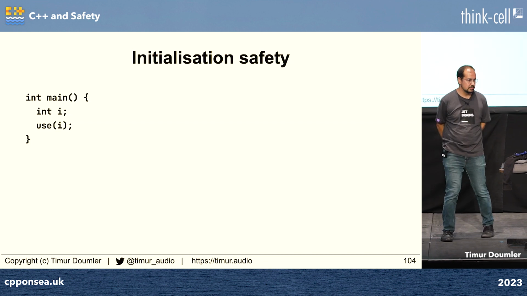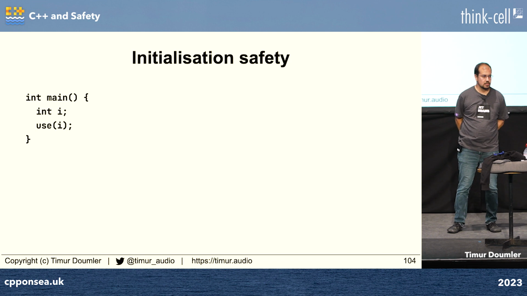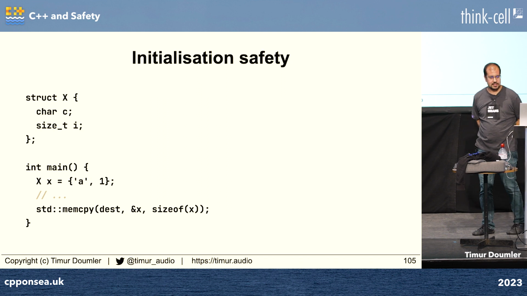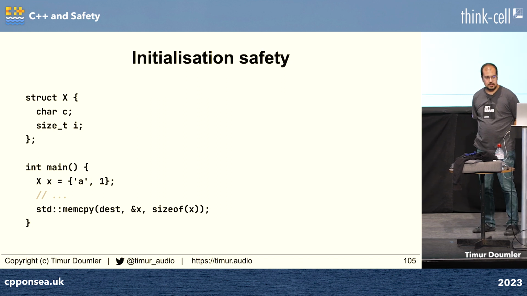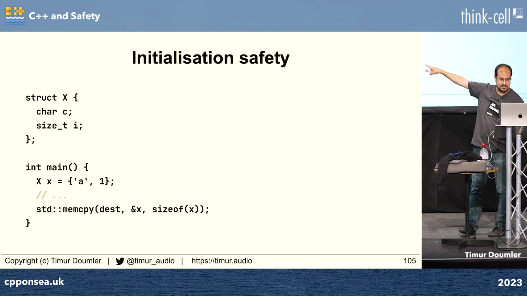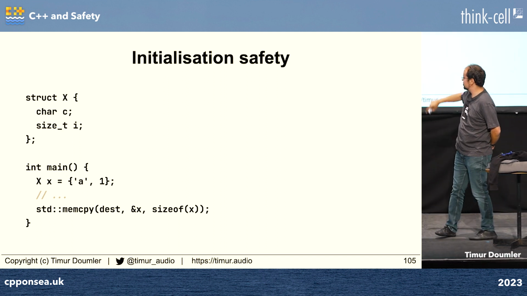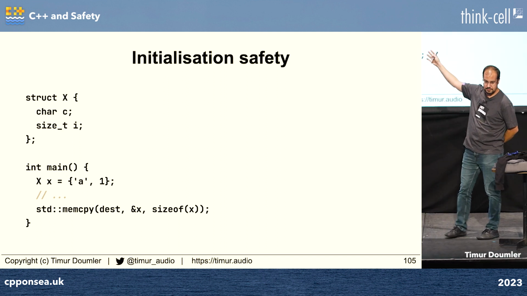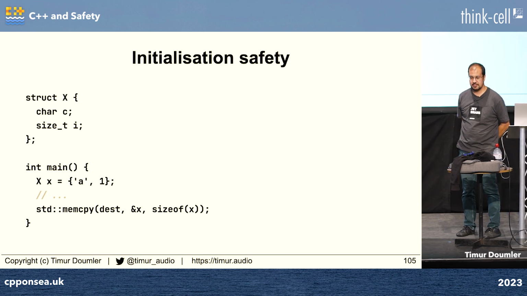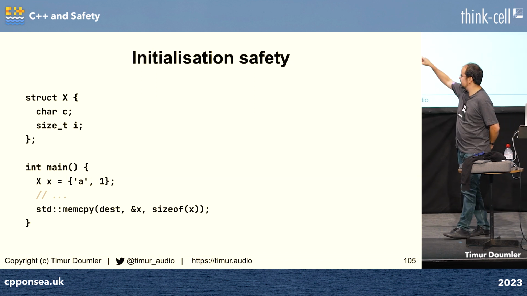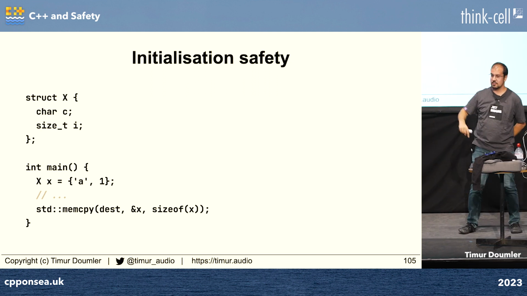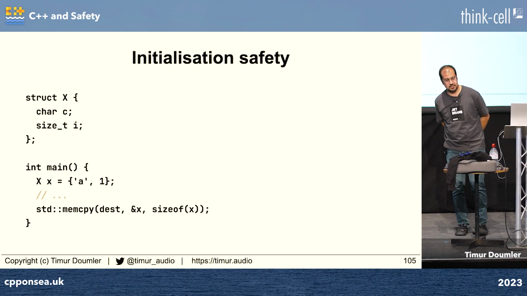And so if use(i) just writes something into i, you're good. But if it reads from i, then you're toast, right? So here's a slightly more subtle example. It's a struct that has a char and a size_t, and then you initialize it, right? Here's an aggregate initialization, everything's good, you initialize it, and then it's trivially copyable, right? And so you just memcpy it. What's the bug here? Yes, there's some padding bits. Because of alignment, you have some bits between c and i, and those are not initialized. And so you're reading uninitialized memory, and again, that's UB.